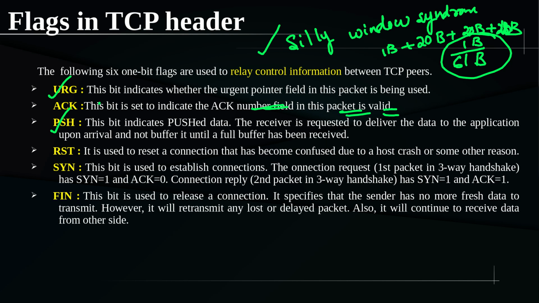So this bit indicates that it contains some pushed data. The receiver is requested to deliver the data to the application upon arrival and not buffer it at all, right? Normally it waits until a full buffer is reached. That is actually done for the optimization part, but we don't want it here. So that is where we turn on the push flag.